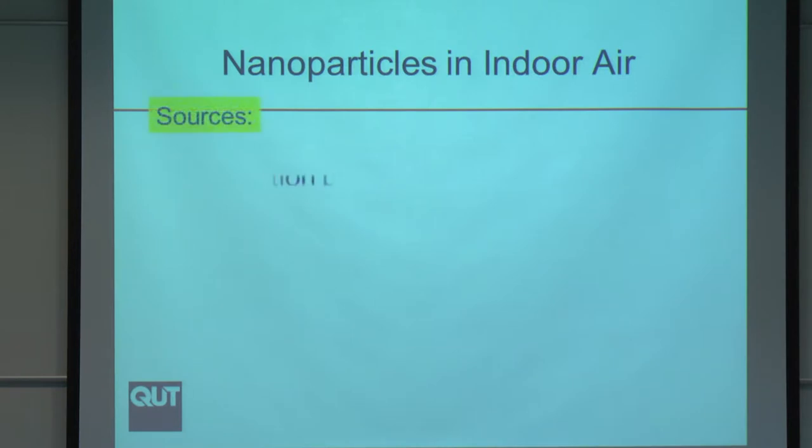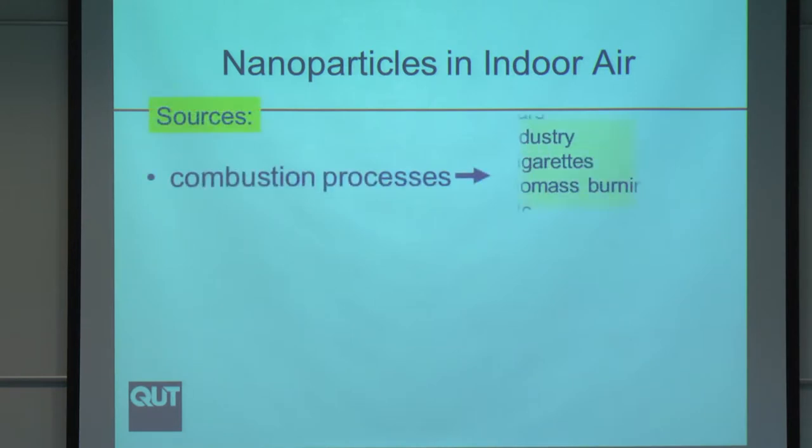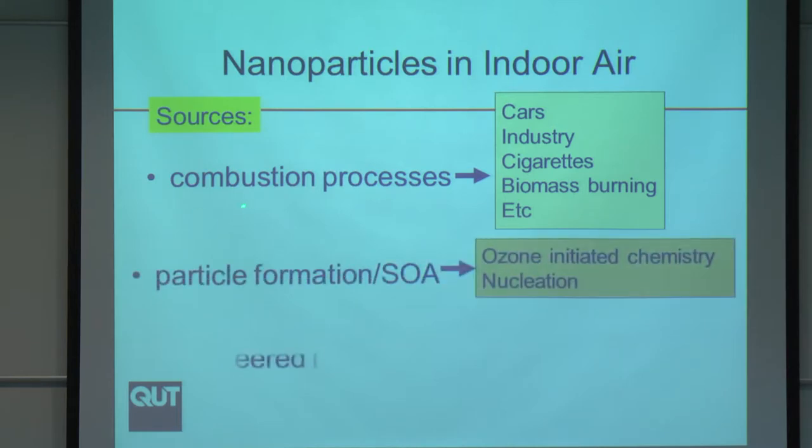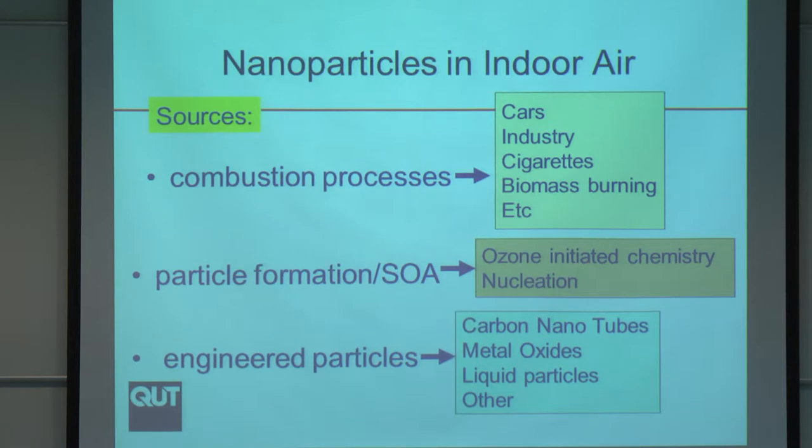Nanoparticles in indoor air, or ultrafine particles, come from several types of different sources. In the first instance, combustion processes, and there's a long list of them, starting with cars. Obviously, this is coming from outside, industry, cigarettes inside, biomass burning, basically any type of combustion which relates to the indoor environment. Then particle formation, secondary organic aerosols, and it could be several different types of mechanisms: ozone-initiated chemistry, nucleation, ion-initiated chemistry, and so on. So nucleation, this is a second type.